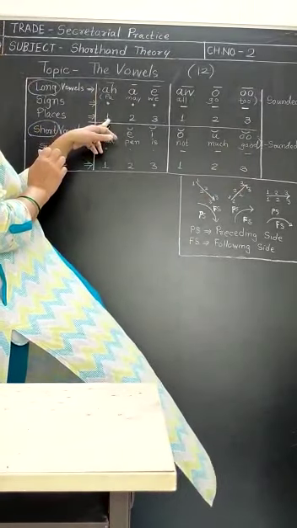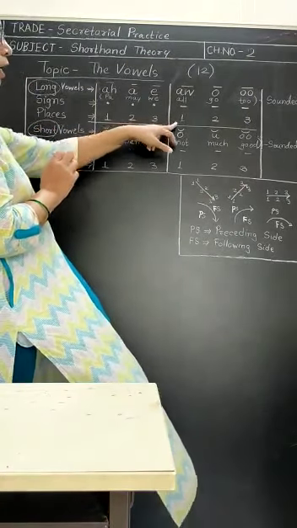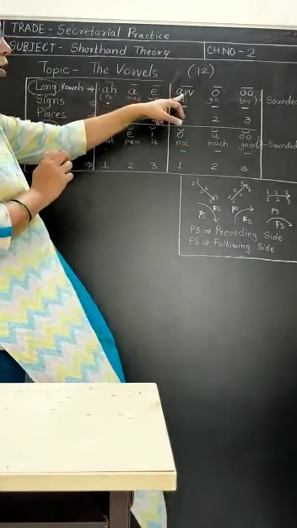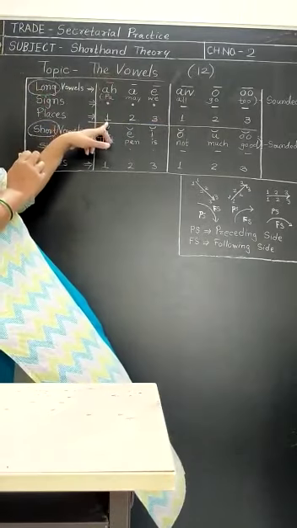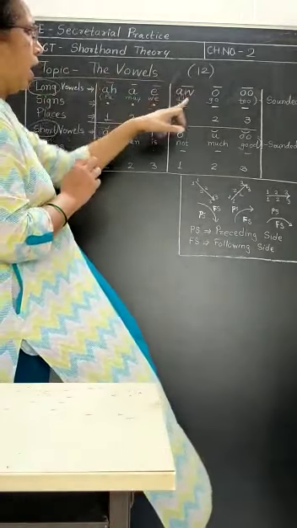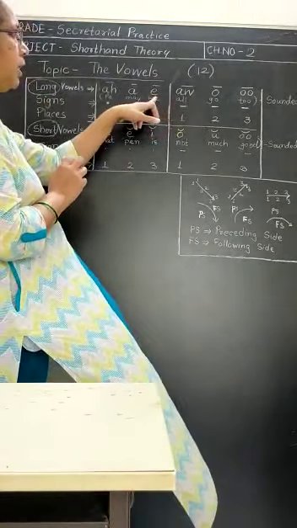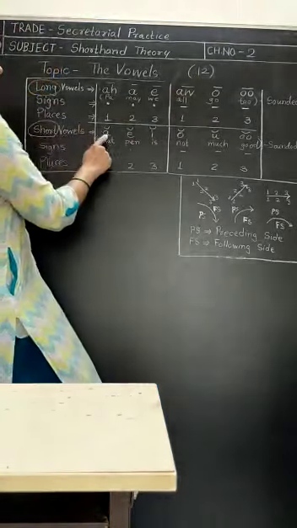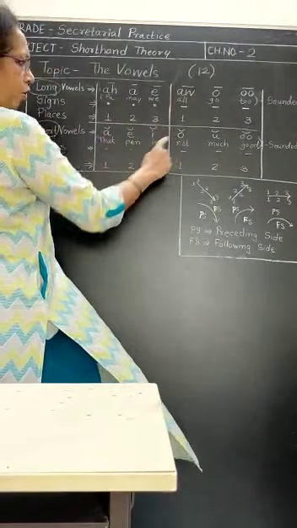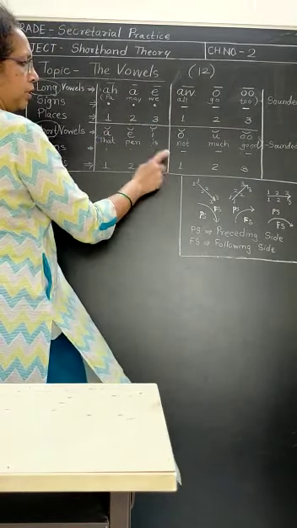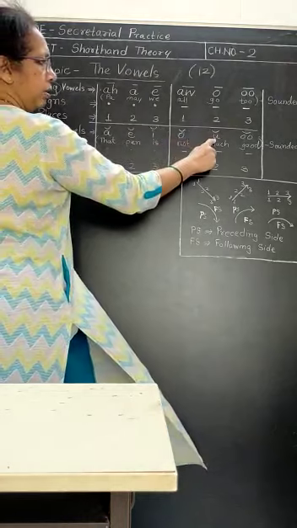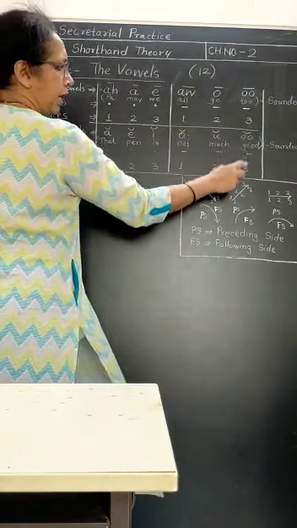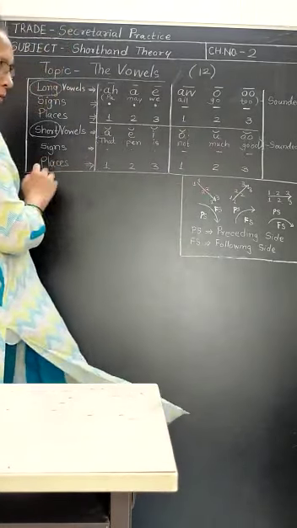Okay, there are places for these signs. What are they? 1, 2, 3 are the places. A and O from long sounded vowels are first place vowels. A and O are second place vowels, and E and U are third place vowels. And from short sounded vowels, A and O are first place vowels, then A and O are second place vowels, and E and U are third place vowels respectively.